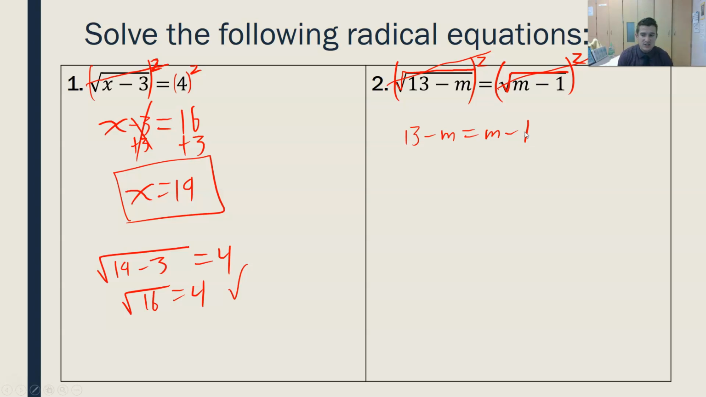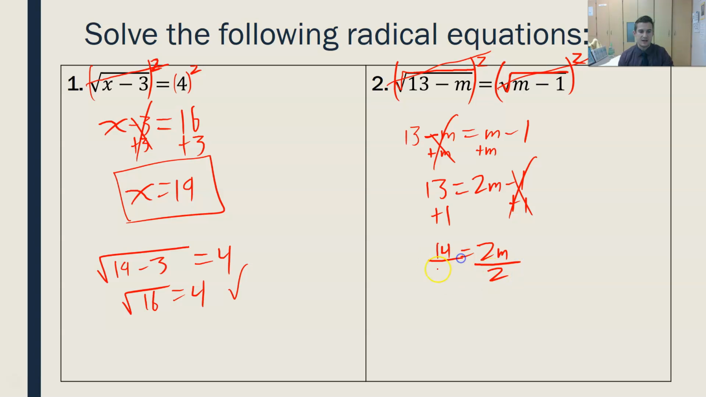Again, now this is just a linear function. I can get all my m's on one side, all my numbers on the other side. I'm going to go ahead and add m on both sides. I have a minus m, so I undo that with a plus m. I'm left with 13 equals m plus m, which is 2m, minus 1. Then we'll go ahead and add 1 on both sides, because negative 1 plus 1 is 0, and I'll be left with 2m equals 14. And then since I have 2 times m, I'm going to go ahead and divide by 2 on both sides. 2 divided by 2 cancels out, and I'm left with m equals 7. So my answer, whichever way you want to write it, is m equals 7.